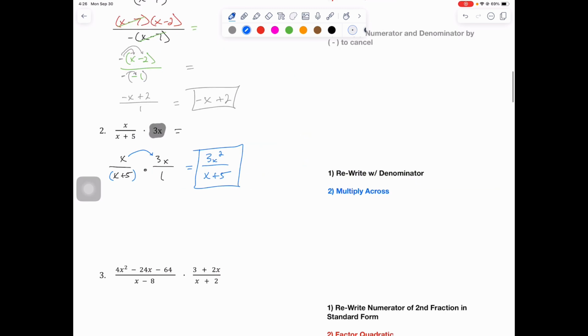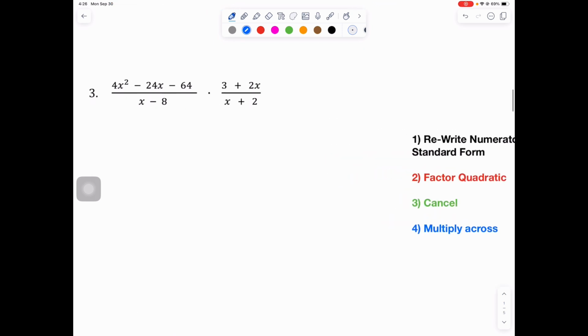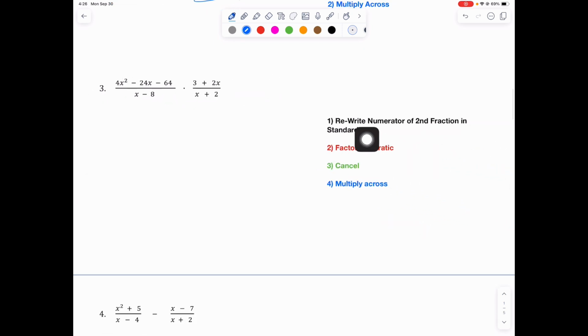All right, moving forward to number 3, trying to do this effectively and efficiently as possible. Rewrite numerator of second fraction in standard form and factor quadratic. All right, I went back to this looking at my notes, and I forgot to rewrite in standard form originally, so I added it last minute, so I didn't leave a whole ton of space. So I'm actually going to highlight that. I'm actually going to highlight the quadratic that we're factoring out as well.